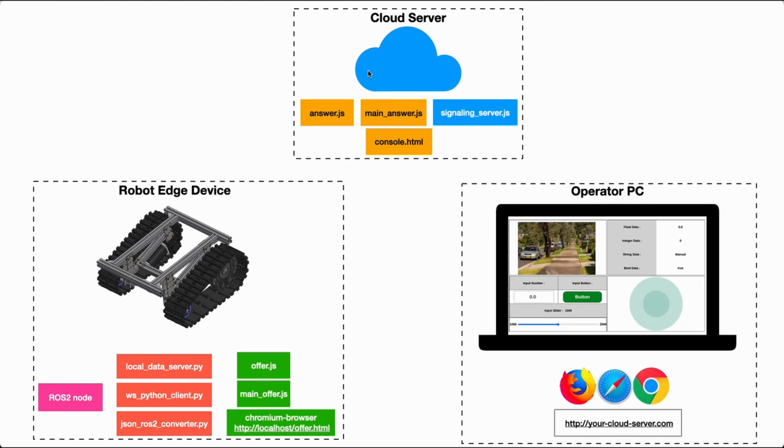On the cloud or server side, signaling server.js has to be running first, and this server is hosting a web console as console.html. Then on the user PC, they can use any web browser to access the cloud server domain name. Then they can see the web console on the screen and are able to control the robot from this computer.